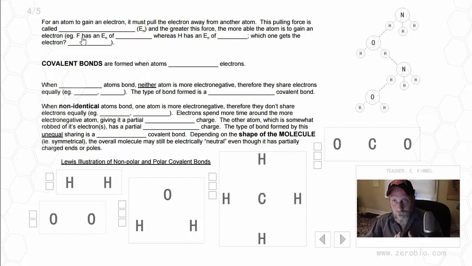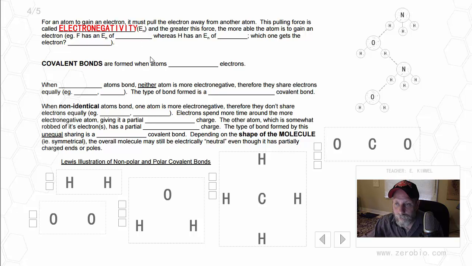Like I said before, in order to gain that electron, that fluorine in particular I was talking about, it has to pull it. It's got to have some sort of strength to it. All right? It must pull the electron away from another atom. This pulling force is called electronegativity. It's like Spidey strength, Superman strength. It is the strength of the atom. It is called electronegativity. And the symbol is E with a small n.